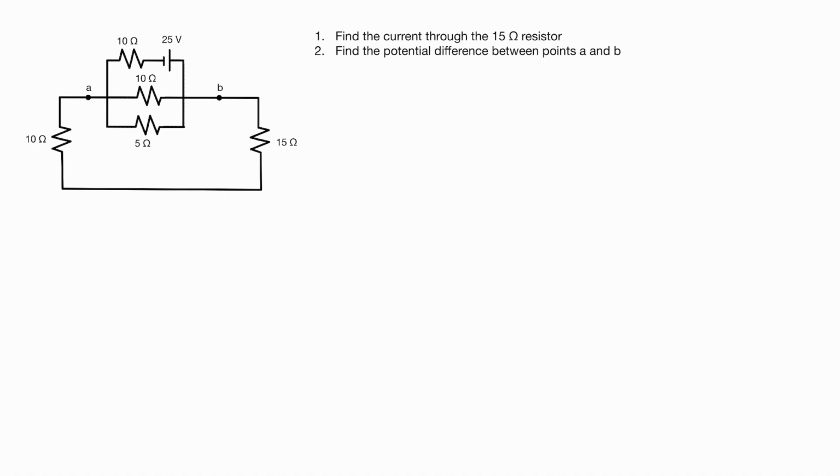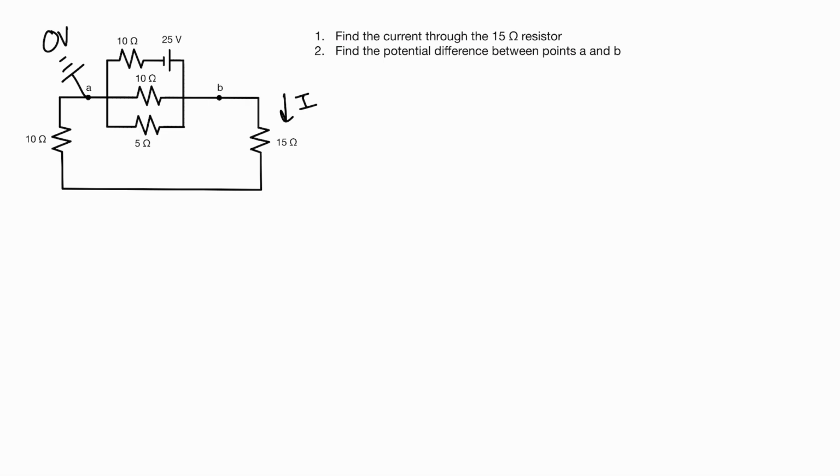Hello, so today we'll be solving the circuits problem and we're asked to find the current through the 15 ohm resistor. So we'll label this I, and then we'll find the potential difference between points A and B. So first of all, I want to pick where my ground is. For this problem, I think node A would be a good spot.